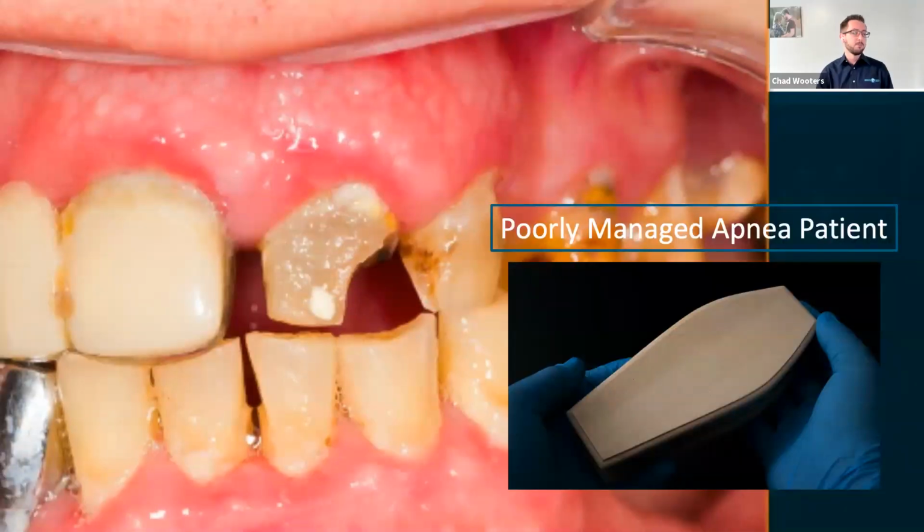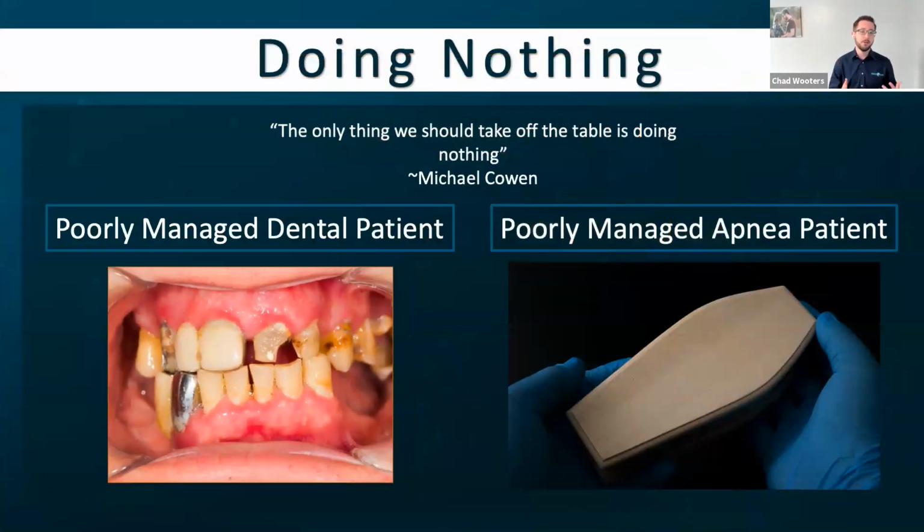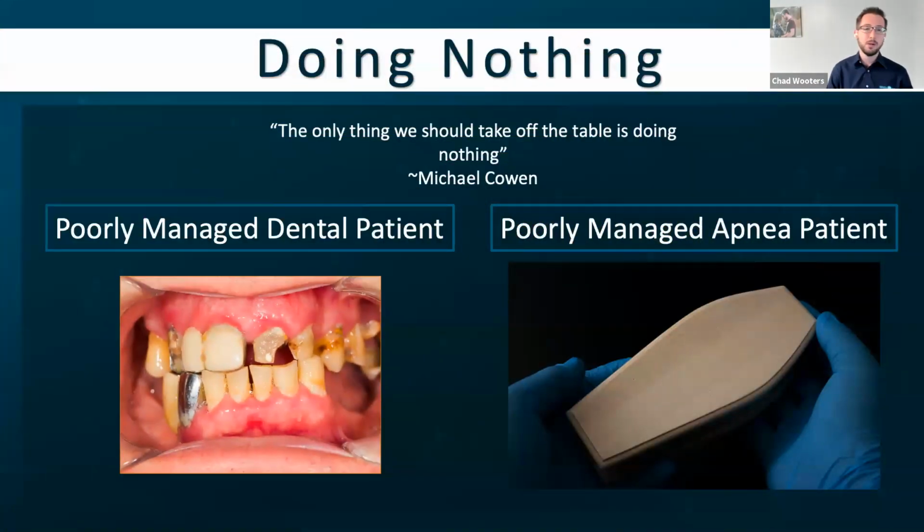The last thing I want to talk about is doing nothing. Doing nothing is one thing we want to take off the table for our patients. If they're diagnosed with an airway concern or a sleep disorder, then make sure that nothing is off the table. Plain and simple. We all know what a poorly managed dental patient looks like. Seeing someone that's a poorly managed dental patient is super, super easy. But as my friend Dr. Manning said last week, seeing someone with apnea is not like spotting a toupee. And the result is catastrophic.